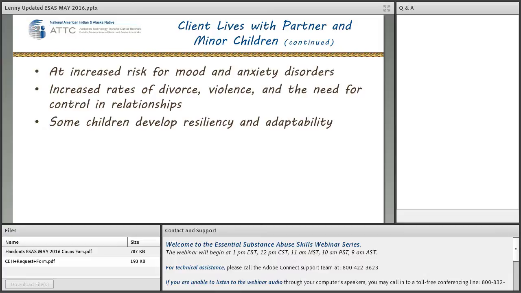So clients' lives with partners and minor children continued: an increased risk for mood and anxiety disorders, an increased rate of divorce, violence, and a need for control in relationships. Some children develop resiliency and adaptability. Currently I'm working with a couple who are both Native, who come from a very horrific background in regards to trauma, and they're struggling in their relationship. Having to teach them how to rethink differently from what they're thinking now is really crucial in helping them relate to one another in a different, healthier way.